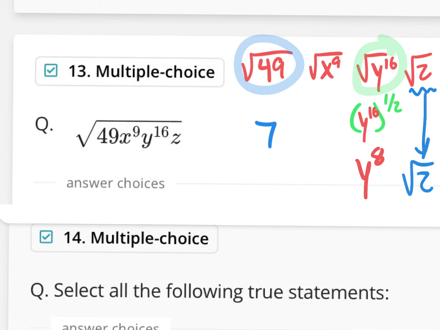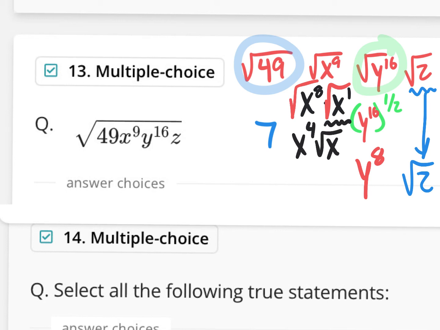And the square root of x to the 9th, that one you're going to actually have to do some work. You're going to rewrite it as x to the 8th times x to the 1. You're going to split the root. That way you could actually do the square root of x to the 8th. That's really just taking the 8, dividing it by 2, and that'll be x to the 4th. And the square root of x to the 1, that's going to stay the square root of x.